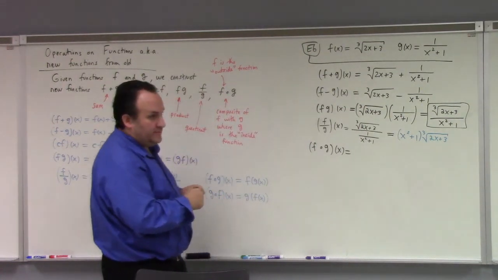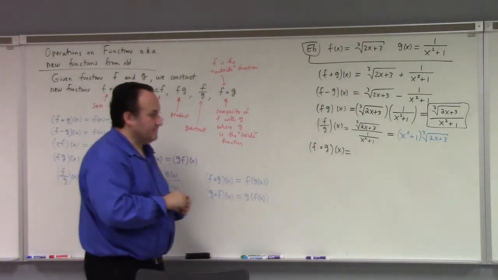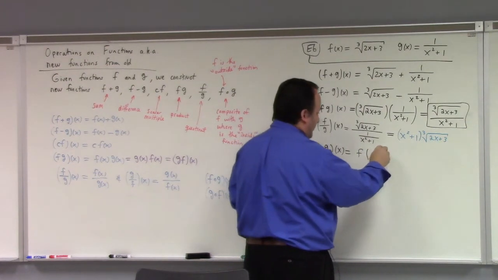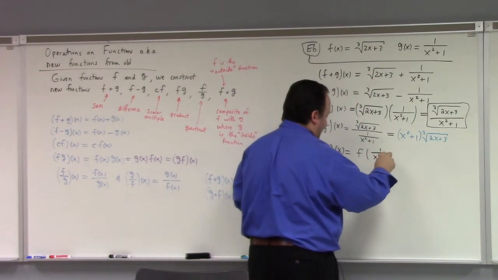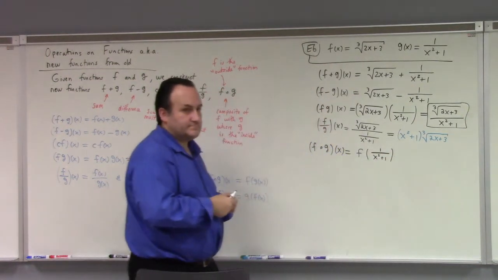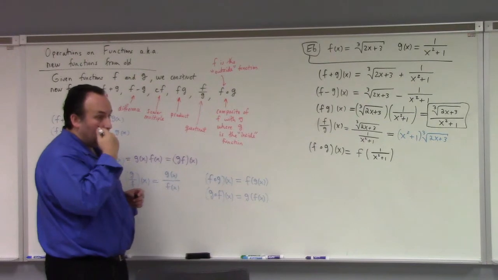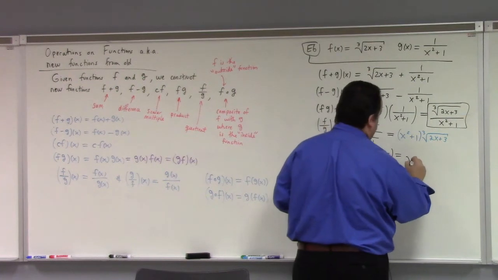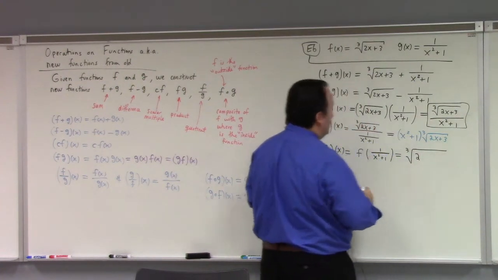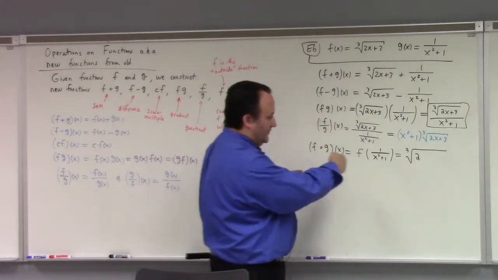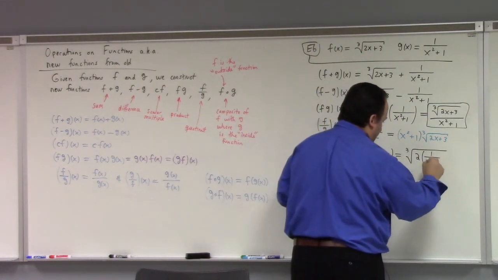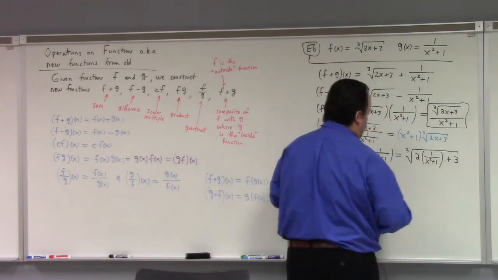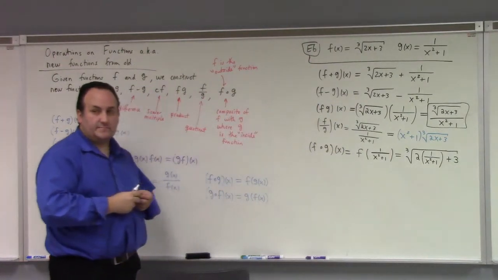All right, so now we've reached the composite. Let's see if we can do this one. So what we want to do is f of g of x, right? What is g of x here? It's f of 1 over x squared plus 1. So what does that mean? That means that you take the formula for f, which is the cube root of 2 times the input. What's the input here? 1 over x squared plus 1. And then I add 3. So there's the composite of f with g.